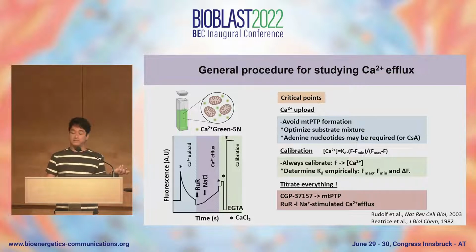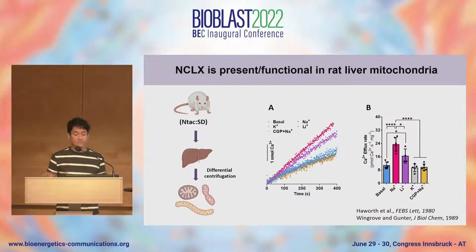So having all this in mind, we tried to solve a problem, and that is the existence and the functionality of NCLX in liver mitochondria. It has been said by some that it exists, by others that it doesn't exist. So we tried to assess this. We isolated mitochondria from rat liver by differential centrifugation, and you can see here the typical traces.